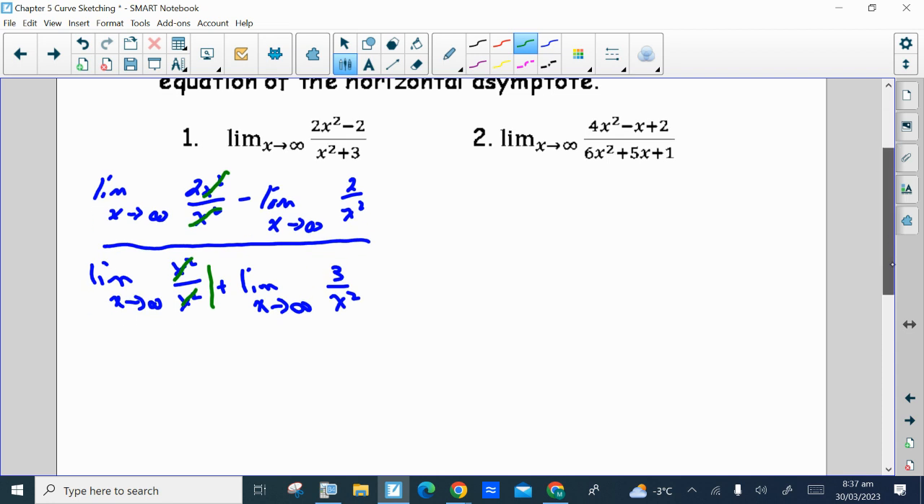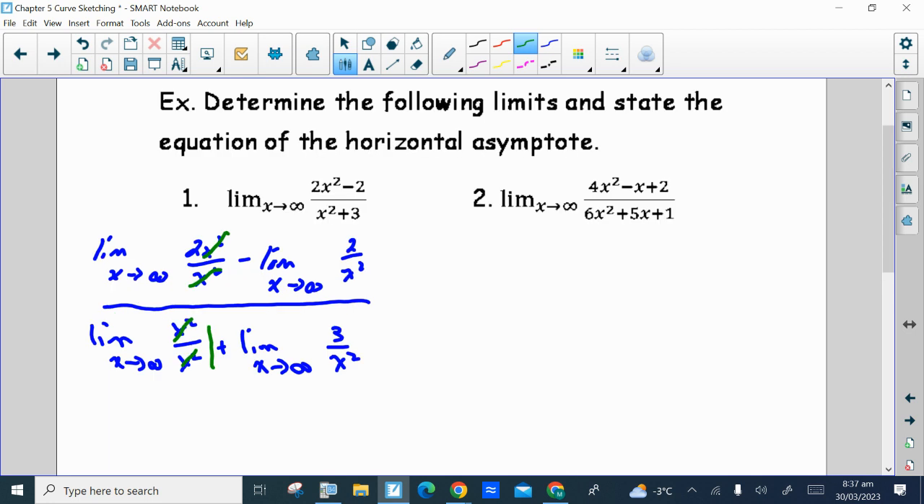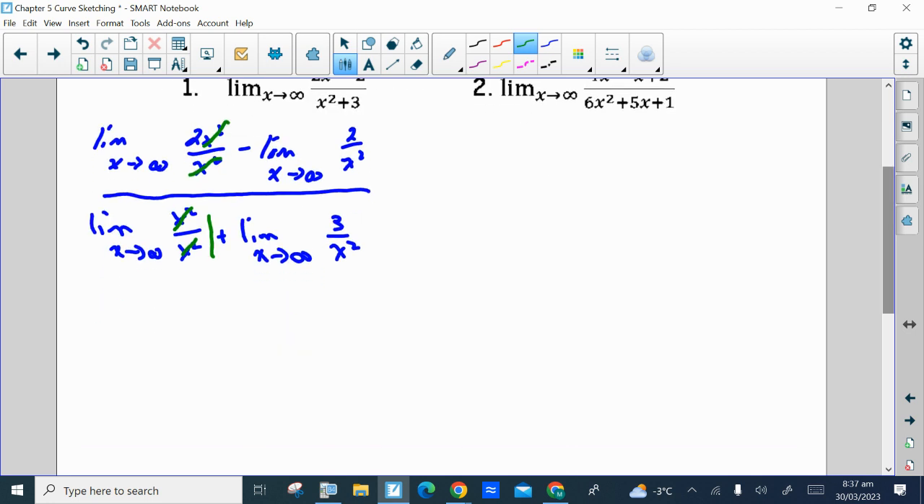Right, so some things cancel there, and then we can find the value of each limit. The limit as x approaches infinity of 2 is just 2. There is no x there anymore, so it doesn't matter what x becomes. The value of that will always be 2.